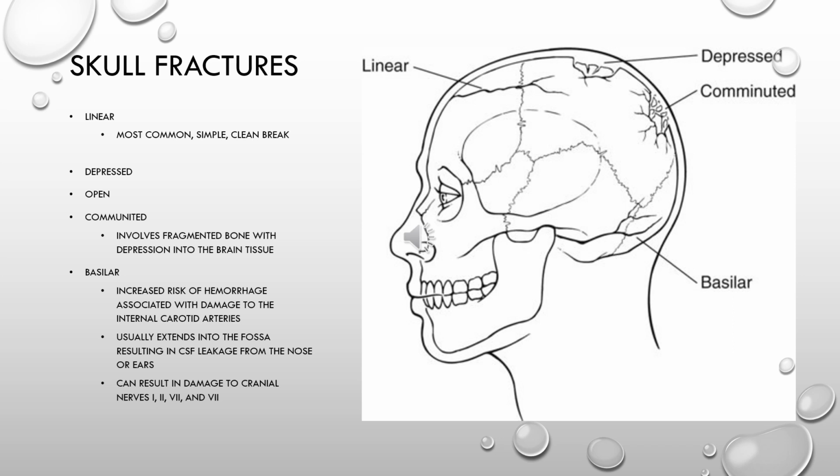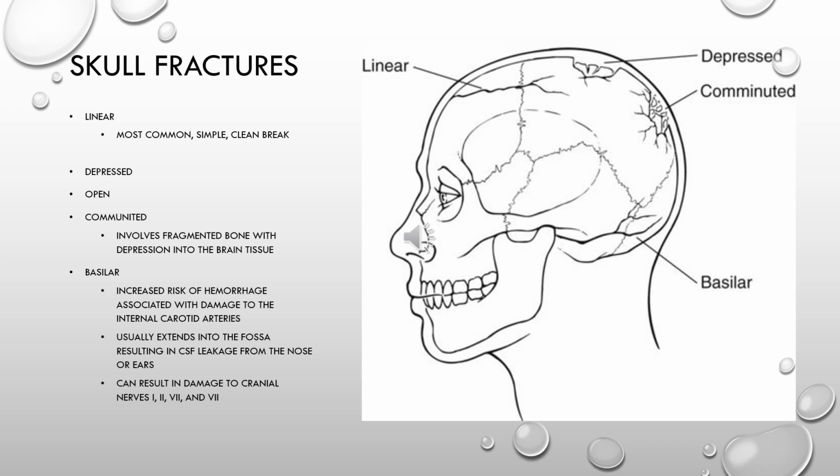And then basilar skull fractures can also result in some damage to some of your cranial nerves. So like cranial nerve 1, which is your olfactory nerve, cranial nerve 2, which is your optic, cranial nerve 7, your facial, and cranial nerve 8. I realize it says 7 and 7, but it should be cranial nerve 8, the vestibulocochlear. And if you want to know what those do, you can look down in those reader notes. It tells you what each one of those does, which I like to think you guys should know.